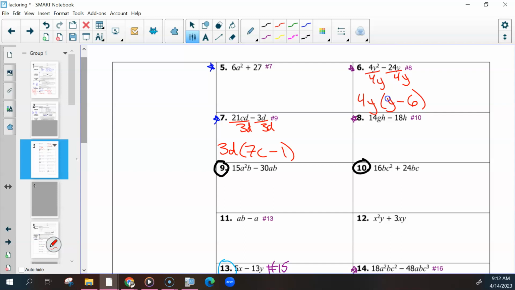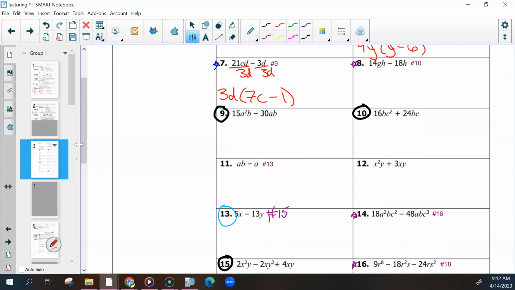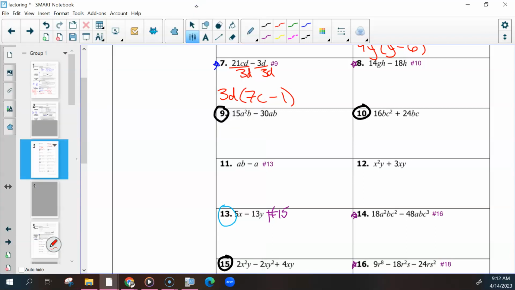Let's move on to 9. Highest number we can divide out of both? 15. Now, I'm going to show you what happens if you don't choose the highest number. 15 is the answer, but let's say we forgot about 15 and we said 5 instead. I'm going to just write a side note, it is 15, but let's say we did 5 instead.